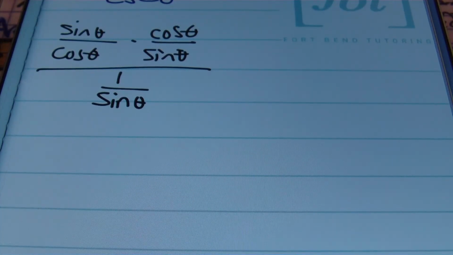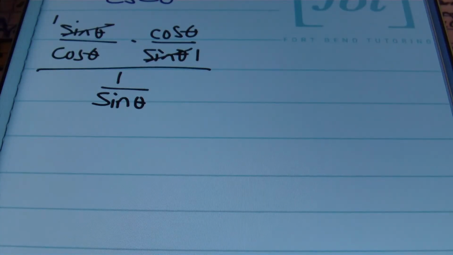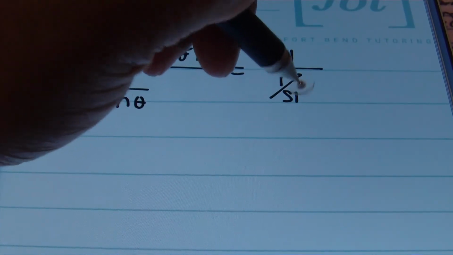So what do I do with this? Well, in the numerator, this sine theta and that sine theta cancel out to 1. And the cosine theta and the other cosine theta also cancel out to 1. Yes, life is good. So multiplying everything across, you get 1 over 1, which is just 1. So now I have 1 over sine theta.